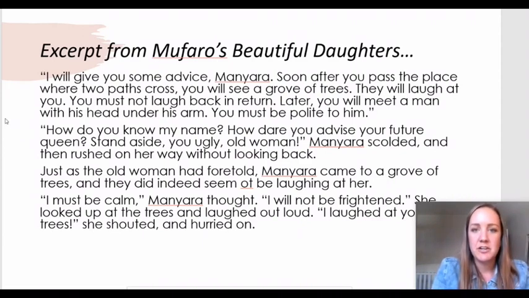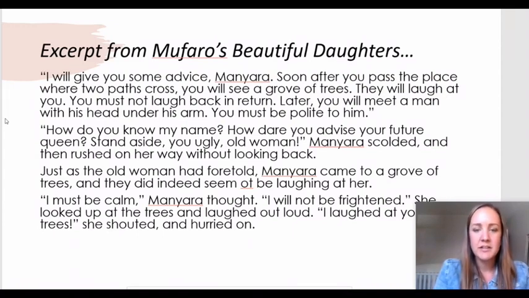I will give you some advice, Manyara. Soon after you pass the place where two paths cross, you will see a grove of trees. They will laugh at you. You must not laugh back in return. Later, you will meet a man with his head under his arm. You must be polite to him. How do you know my name? How dare you advise your future queen? Stand aside, you ugly old woman, Manyara scolded, and then rushed on her way without looking back. Just as the old woman had foretold, Manyara came to a grove of trees, and they did indeed seem to be laughing at her. I must be calm, Manyara thought. I will not be frightened. She looked up at the trees and laughed out loud. I laughed at you, trees, she shouted, and hurried on.